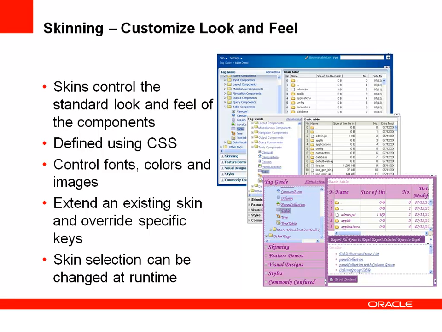One last capability of Oracle ADF Faces is skinning. That's the ability to change the look and feel of your application using specific standard look and feels that you define. Those definitions are defined in simple CSS or cascading style sheet files, and they can control fonts, colors, and images that define the look and feel of each one of the ADF Faces components. You'll create those by extending an existing skin that Oracle ADF Faces provides and overwriting the specific things that you want to look differently. The skin selection can be changed at runtime.